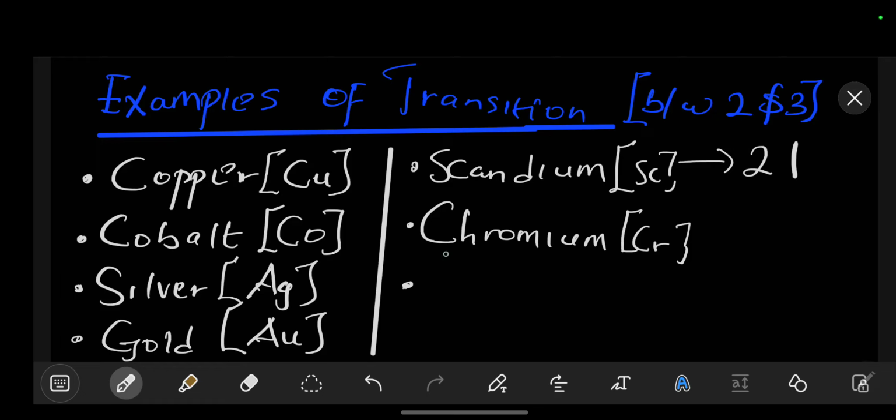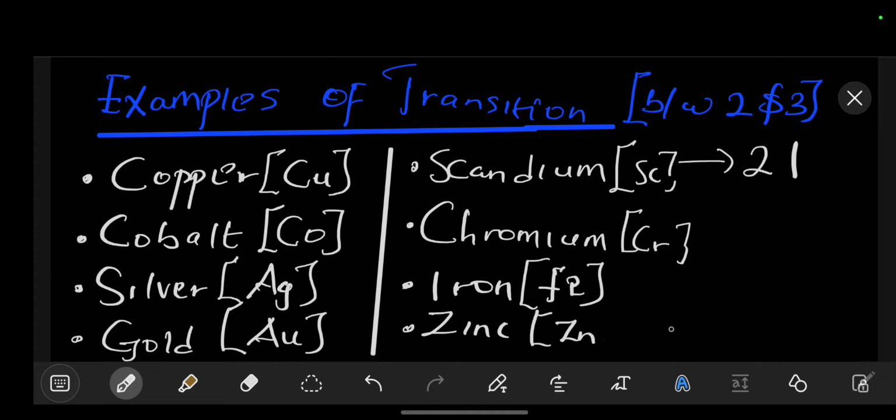All right, other examples: iron is also on this list. The symbol for iron is Fe. Then we also have other examples like nickel. Okay, let me give you zinc first. The symbol for zinc is Zn. Nickel is also a transition melter, but the symbol is Ni.